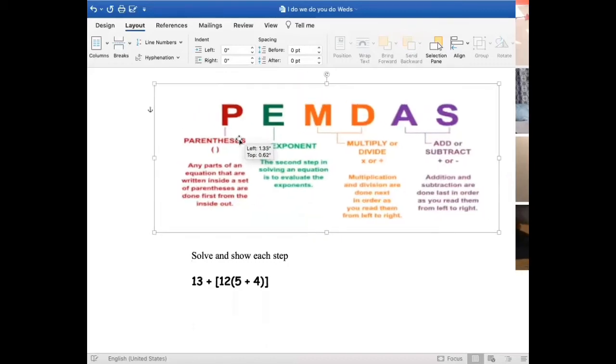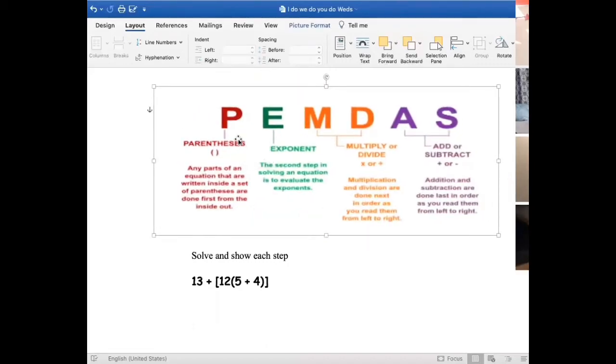Oh, we learned our order yesterday, right? PEMDAS. What does the P stand for, Felix? Written in a set of parentheses are done first from the inside out. Inside out, parentheses. Very good. Exponents, we're going to ignore those, right? We don't do exponents in 5th grade.